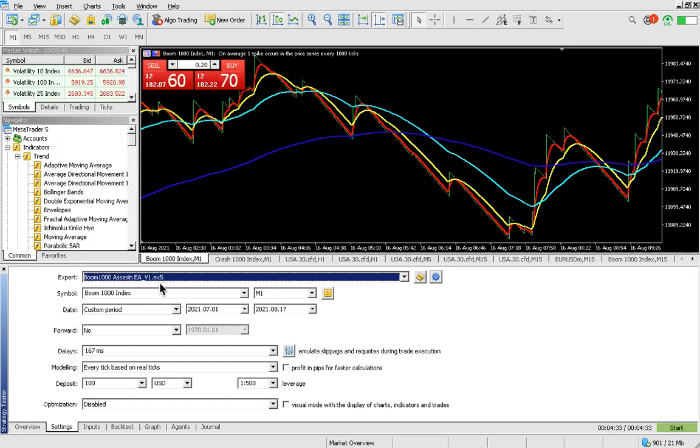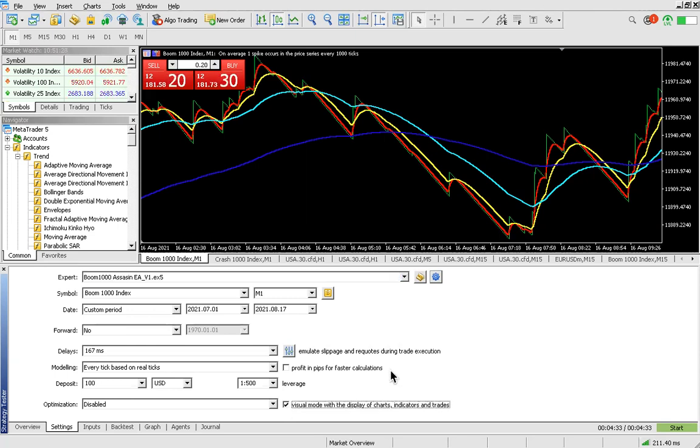So, Boom 1000 Assassin EA, I'm going to test it from 1 July 2021 to today's date, which is the 17th of August. Now, remember, the only reason why I'm doing this test for July to August is because I'm using the M1 chart. So for me to download the 1 minute time frame history for the whole year is going to be very, very burdensome. Okay, so let me just do this, and then I'm going to enable this visual mode.